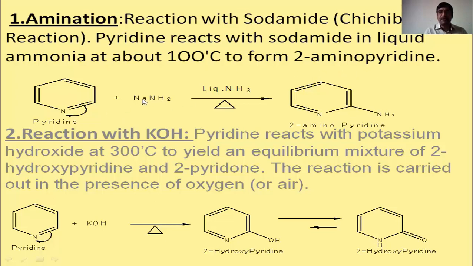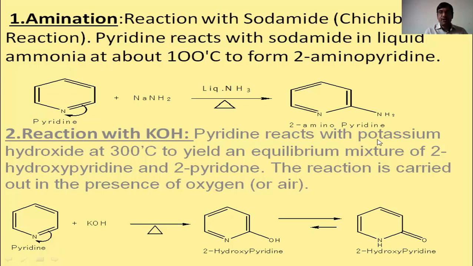This is the pyridine. Na plus and NH2 minus are formed when sodamide is dissolved in liquid ammonia. This NH2 minus will attack the 2 position, where a positive charge is already created, and we will get 2-aminopyridine. The second nucleophilic substitution reaction is the reaction with KOH.